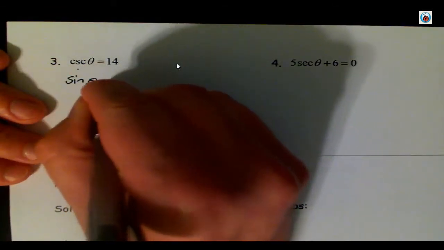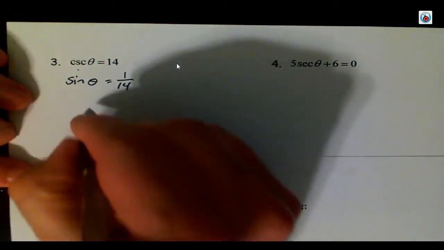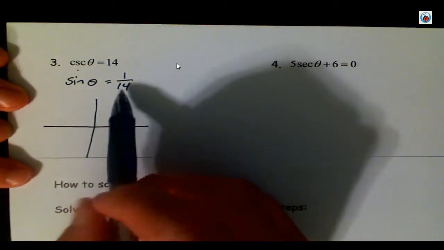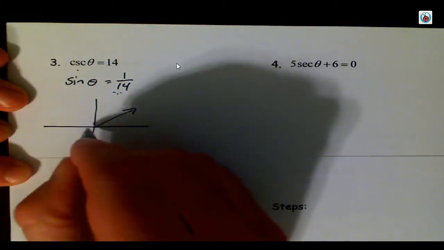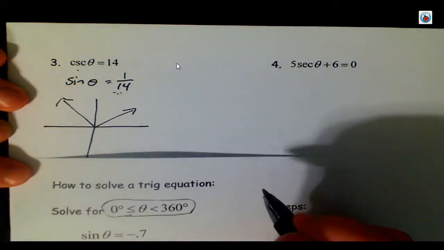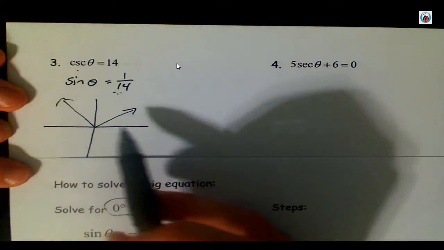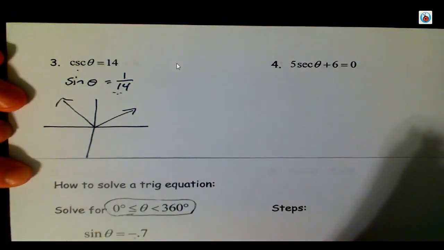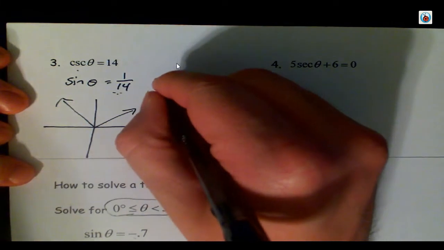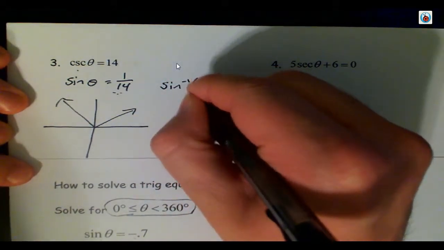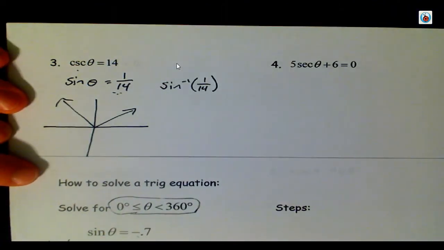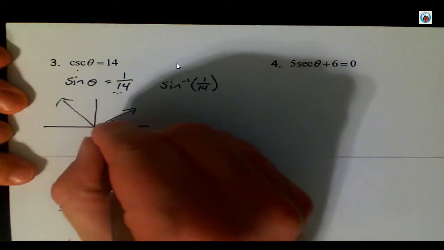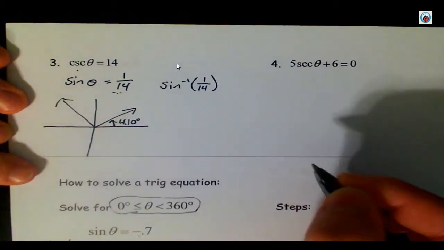Cosecant is the flip of sine, so I'm going to have sine of theta equals 1 over 14. Sine is a y value. This is a positive value. Y values are positive up, so it looks like that, right? Man, my reference angles are bad. Okay, so I need to take the inverse to help myself out. So inverse sine of 1 over 14, which gives you 4.10 degrees.